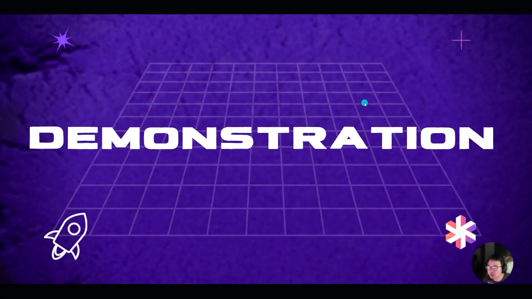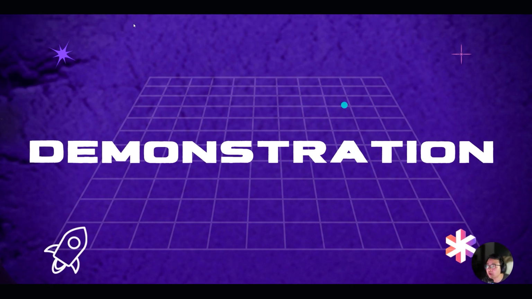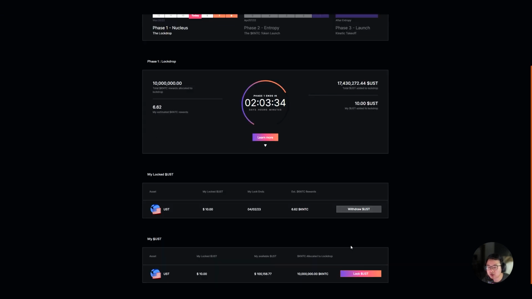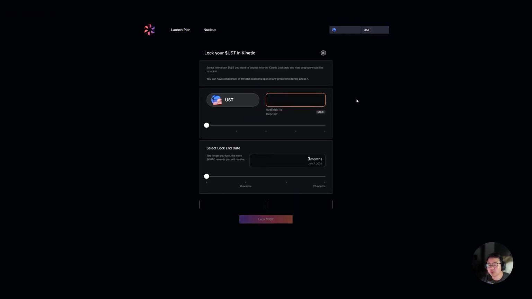Okay, so let's go through the demonstration for the lock drop. So I'm going to go over to Kinetic, and over here you can see that there's only about 3 hours left. So I had a long day at work, but I finally had the time to actually go and deposit my UST. So I'm just going to put in a small amount here. For me, I'm just going to pretend that I'm not going to touch any of this amount for the next 3 months, because I think the market is not going to do very well in the next 3 months. And I'm just going to not buy anything.